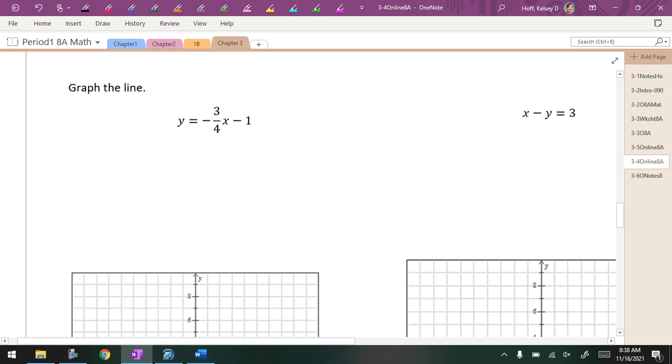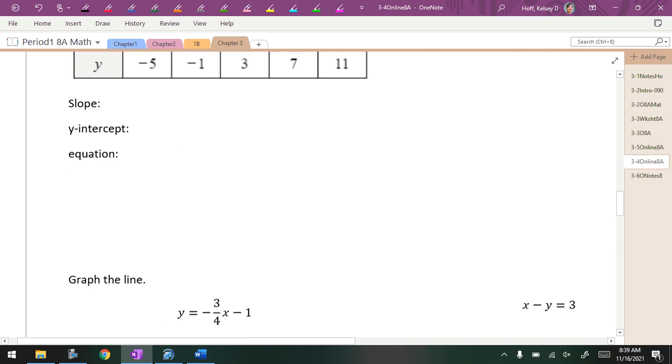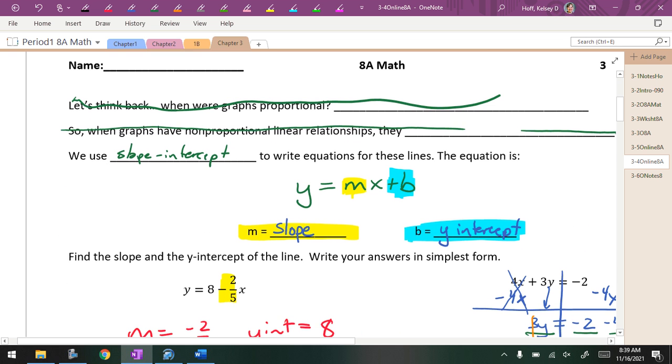All right, graph the line. In order for us to graph, we have to look at this equation and pull the slope and pull our y-intercept. Remember, you can only pull this information if y is by itself. Is y by itself? Yeah, cool. So where do I find slope? Look at your notes. Where do we say you find slope? The number in front of x.